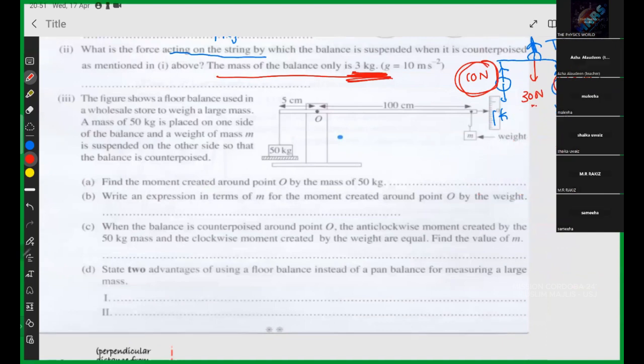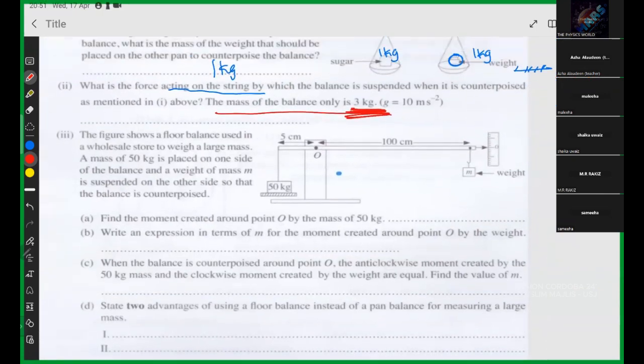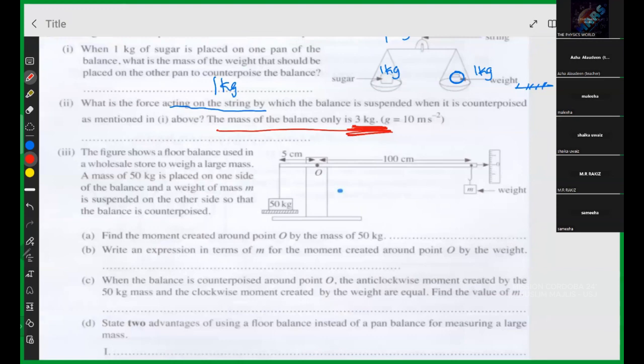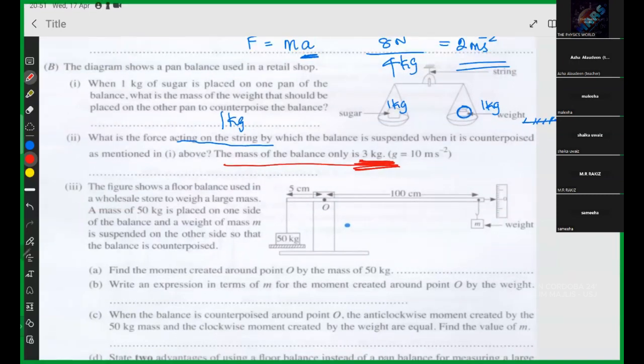Ma'am, can't we use F equals MA? So which one are you asking for, this tension question that I was explaining? Yes, madam. No, because acceleration is not related to this. Acceleration comes when something is in motion, when something is moving. So for this, you have to calculate individually, draw the diagram and just see.